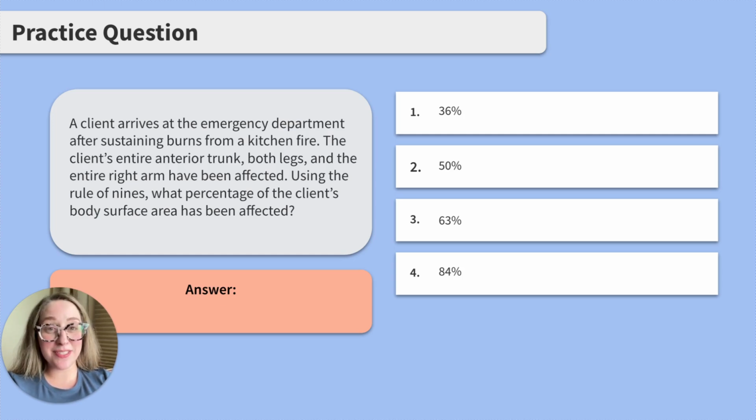So, if we add 18% from the trunk, plus 36% for the legs, plus 9% for the arm, that gives us a total of 63%. So, our correct answer is number 3.